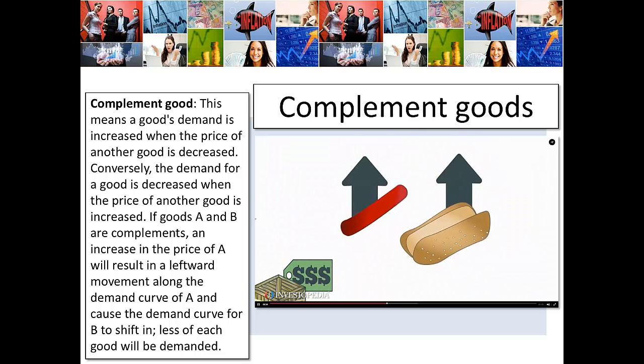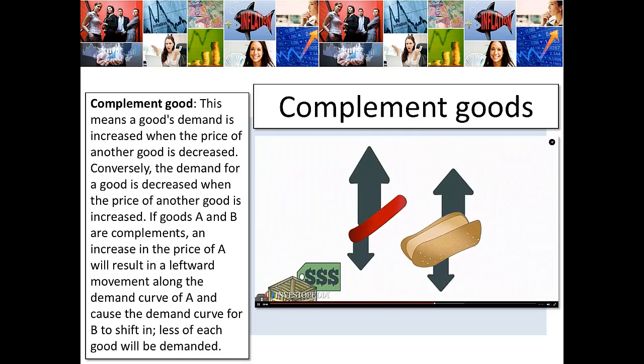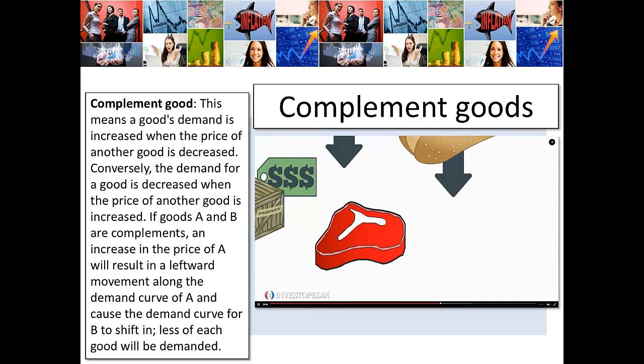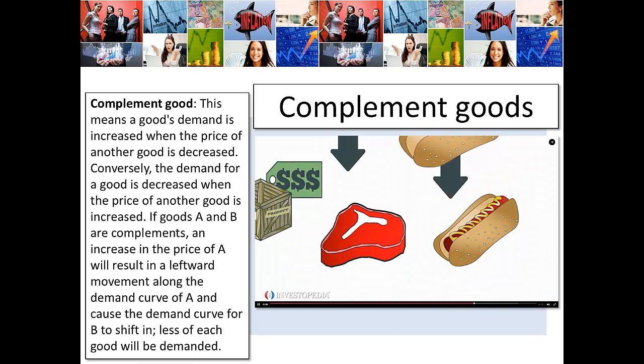For example, when the demand for hot dogs rises, there will be more demand for hot dog buns. On the other hand, if the price of hot dogs climbs high enough to deter customers from buying them, the demand for hot dog buns will decrease as well. But if the price of steak rises to the point where more consumers are buying it, they may turn to a less expensive option, hot dogs. Demand for hot dogs and hot dog buns will then rise together.